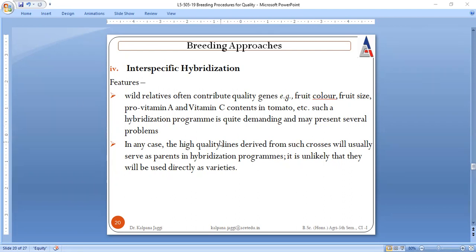So in any case, a high quality line derived from such crosses will be useful. When we go for interspecific hybridization with wild relatives, it is also responsible for contribution of quality genes. When it is giving quality genes, then obviously it is quite demanding. But there are many problems also.